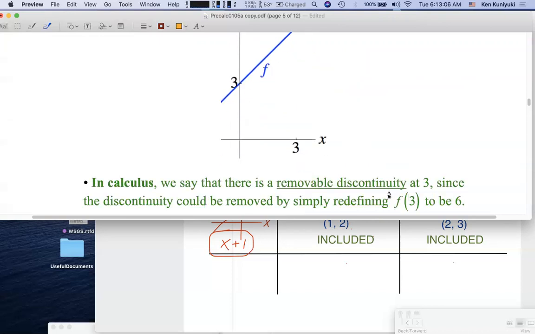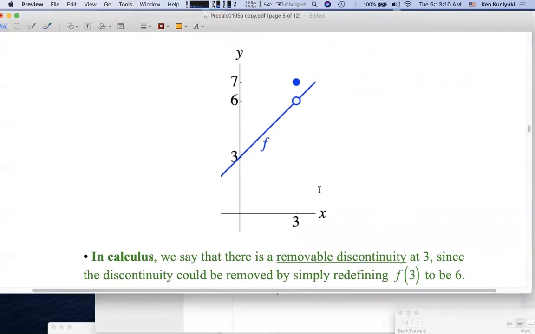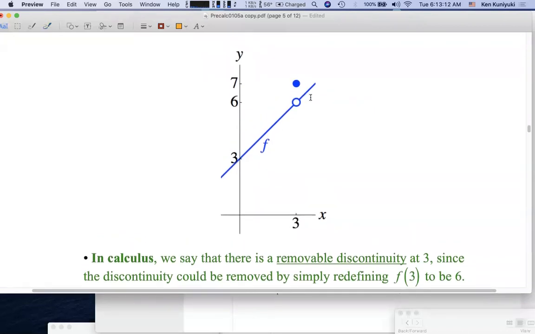So in calculus, we say that there is a removable discontinuity at x equals 3, in the sense that you can get a continuous function if you just take this moon point and move it down and fill in that hole, spackle in that hole, if you redefine f of 3 to be 6. A removable discontinuity is a fancy way of saying hole. That's what you call a hole in calculus. The point (3, 6) is a hole.